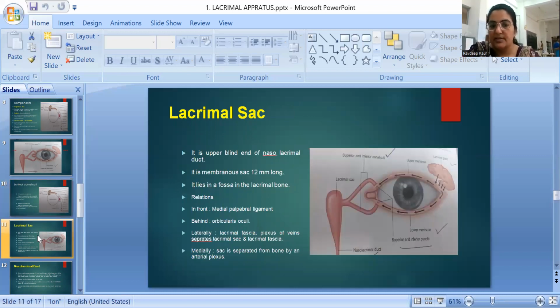What is the lacrimal sac? It is the upper blind end of the nasolacrimal duct. It is a membranous sac, 12 mm long. It lies in the lacrimal fossa of the lacrimal bone. Its relations: in front, it is bounded by the medial palpebral ligament; behind by the orbicularis oculi; laterally by the lacrimal fascia and the plexus of veins; and medially we have the arterial plexus which separates it from the bony portion.